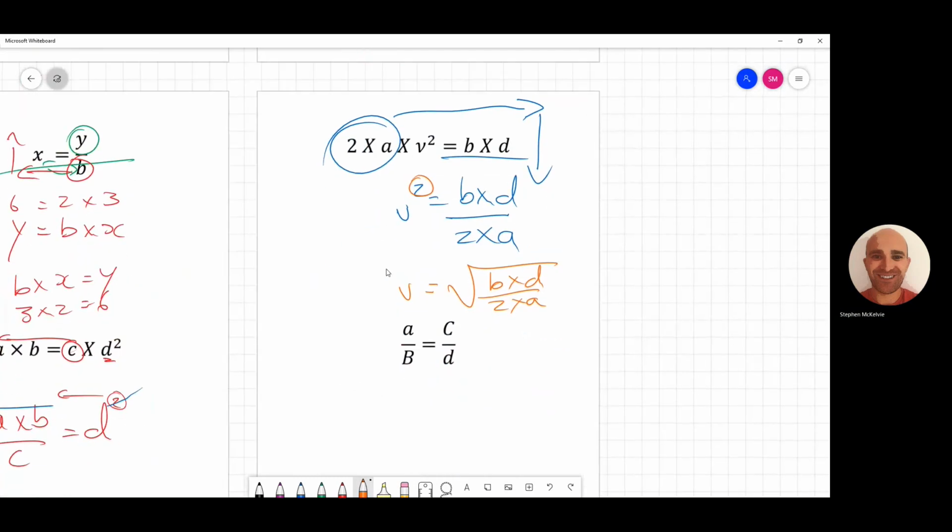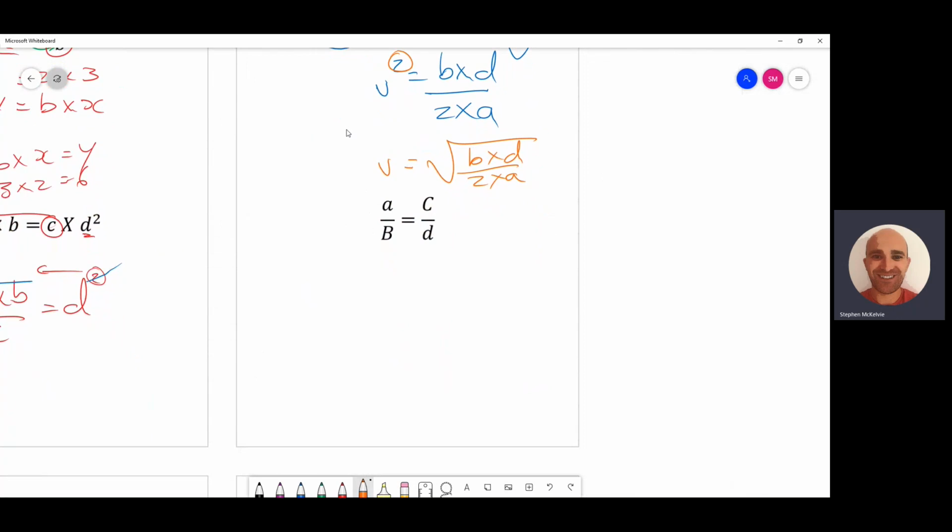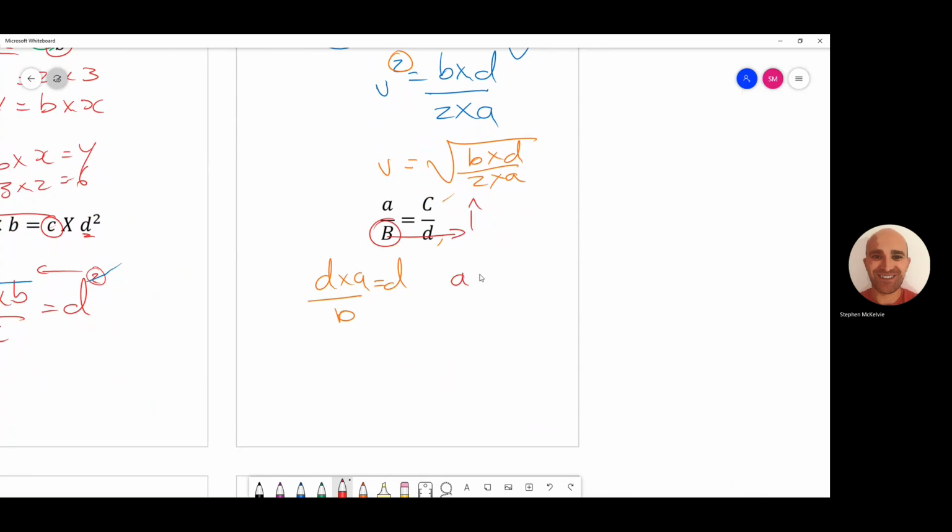A over B equals C over D. If I want to find out what C is equal to, that's easy. I just move D from one side of the equals to the other side, so it has to go to the other side of the line. D times A over B is equal to C. If I want to find what A is equal to, let me get rid of all the colors. If I want to find out what A is equal to, then I have to move B. B goes to the other side of the equals to, so to the other side of the line. A is equal to C times B over D.